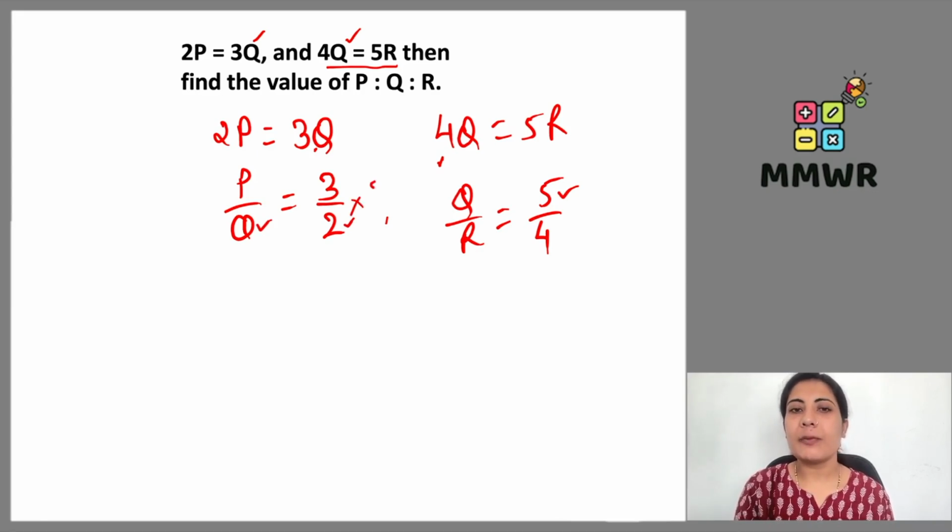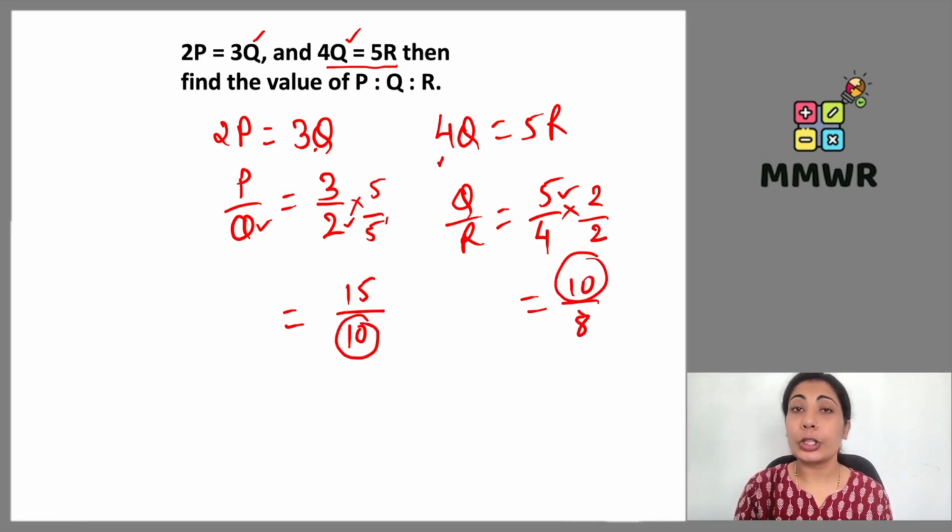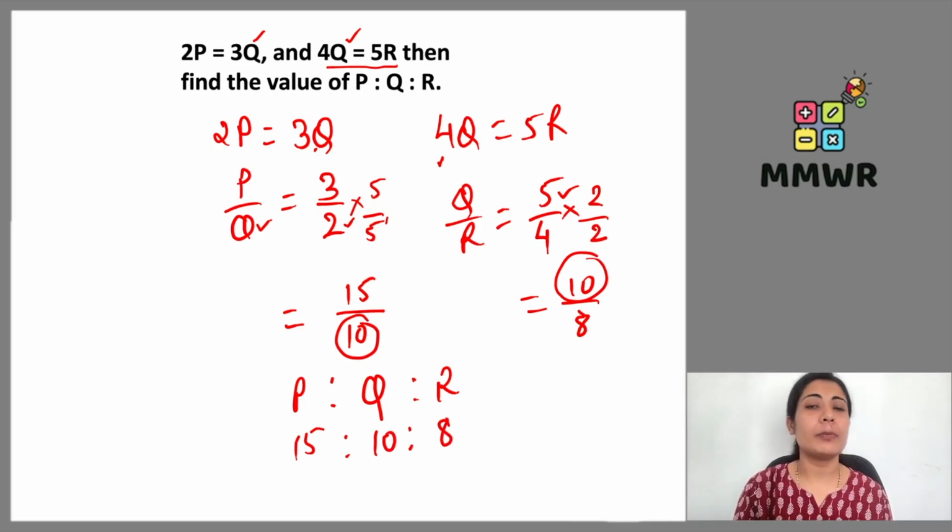We have to make it the same. For that, we will be finding the equivalent ratio. So, balancing it out by finding the equivalent ratios of 3 by 2 and 5 by 4. So 3 5s are 15 and 2 5s are 10 here, and this is going to give me 10 upon 8. Look, somehow we made the value for Q the same at both the places. So P is to Q is to R is going to be the ratio 15 ratio 10 ratio 8, right?